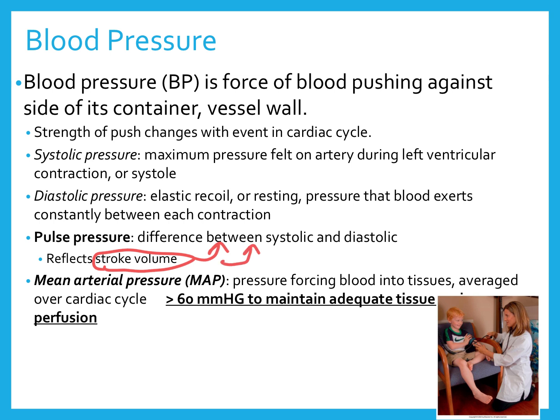Now, another part of the blood pressure is the mean arterial pressure, the MAP. We really like to look at the MAP in ICU situations to check on perfusion. It is the pressure forcing the blood into the tissues, averaged over the cardiac cycle. We like our mean arterial pressure to be at least 60 or greater to maintain adequate tissue perfusion of oxygen and nutrients through that pressure.